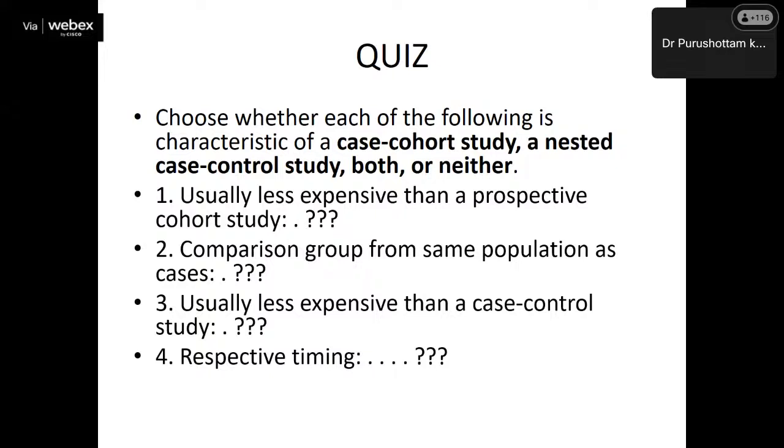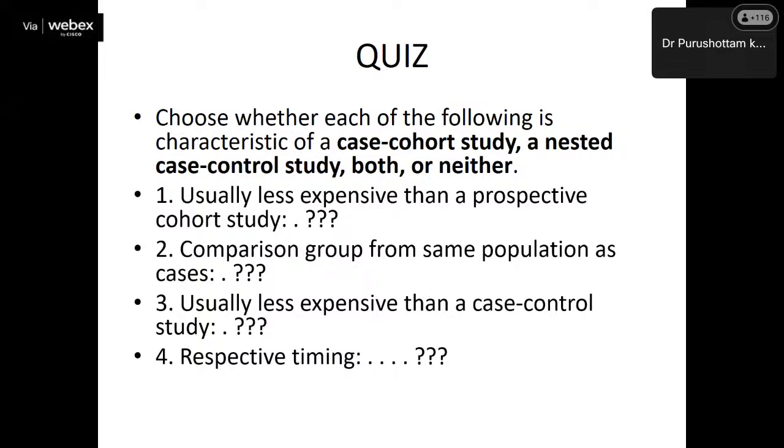Dr. Mamta wrote nested case control. Dr. Weber sir wrote nested case cohort. No, not cohort. The answer is nested case control, because in nested case control we take controls at exactly the same timing as when the case appeared, with respect to that case. So that is the difference between nested case control and case cohort study.